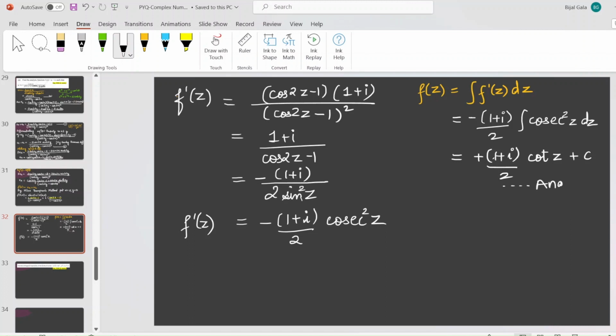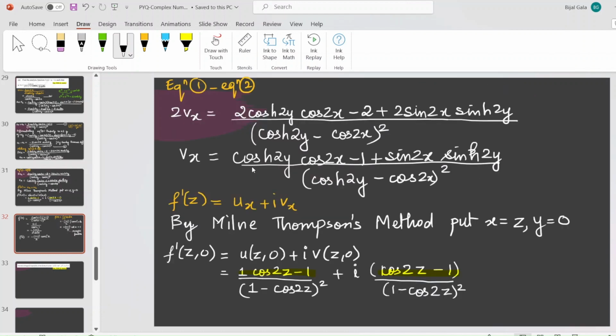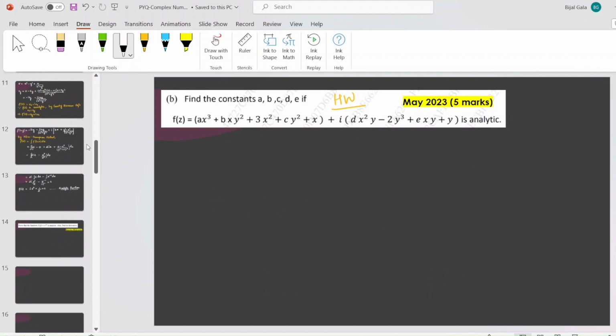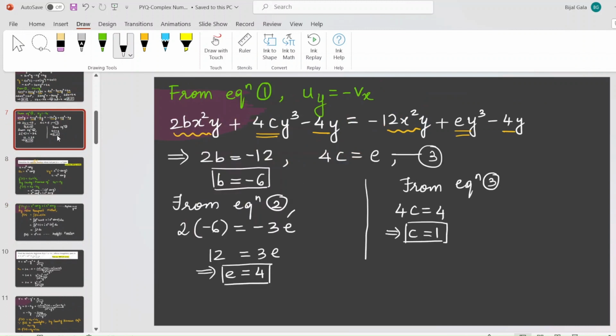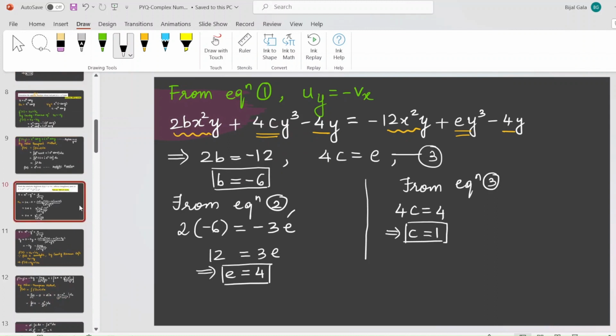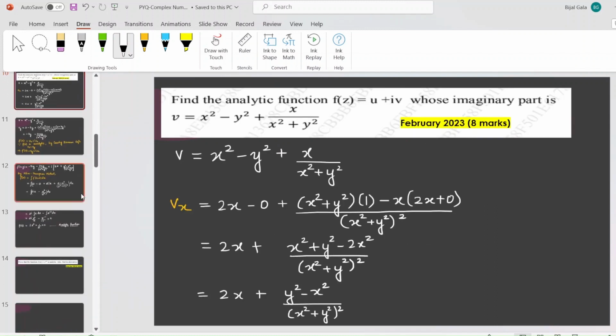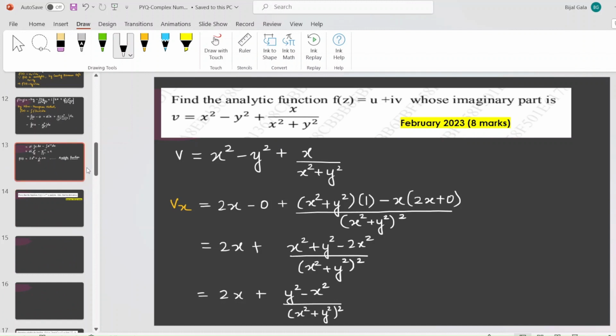This is our required analytic function. I hope the techniques are clear. Fine. So we have done 2 categories of questions so far. The first category was where we found a, b, c, d, e, whichever applicable. That was pure direct application of the Cauchy-Riemann equations. And the second category of questions were where we found the analytic functions provided either the real part or the imaginary part or u plus v was given. The questions are not yet over. We will be doing other questions in the next video because I don't want to make the video very long. So we stop here and we continue in the next video.